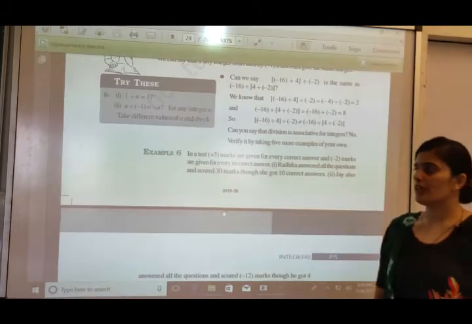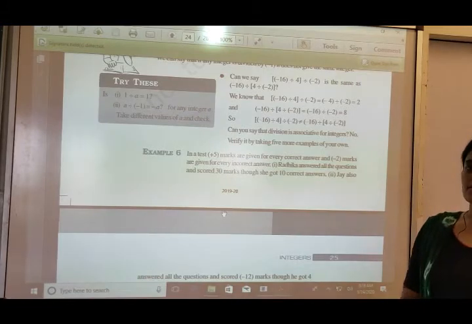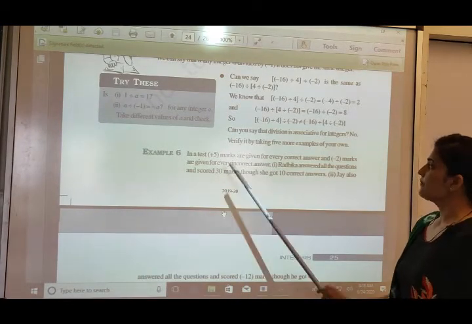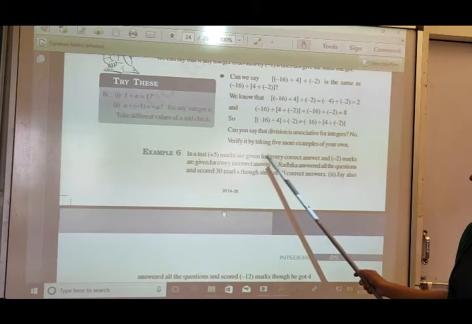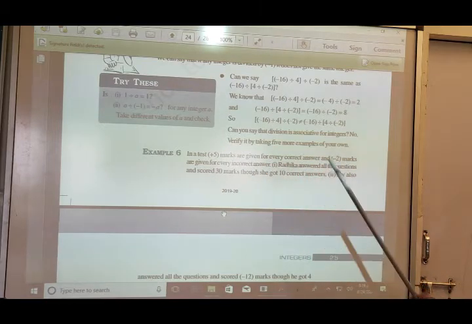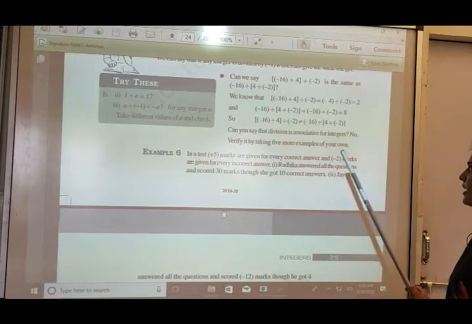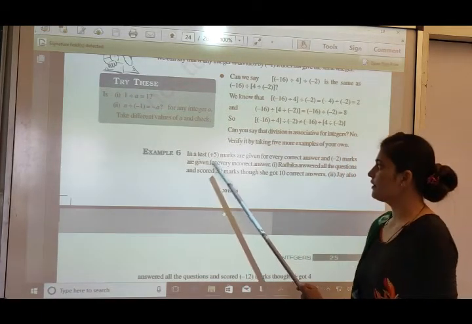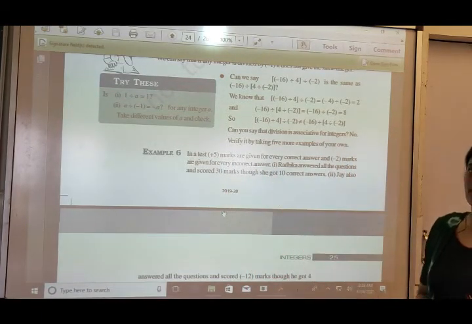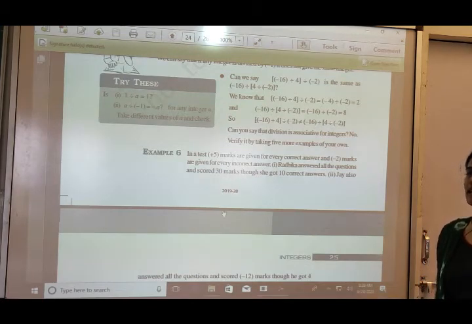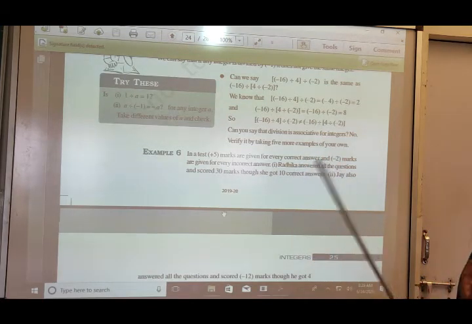On page number 24, example number 6 is given. In a test, plus 5 marks are given for every correct answer. If you give a correct answer, then you get plus 5 marks. And minus 2 marks are given for every incorrect answer. Now, if your answer is incorrect, then there will be a negative marking of minus 2.